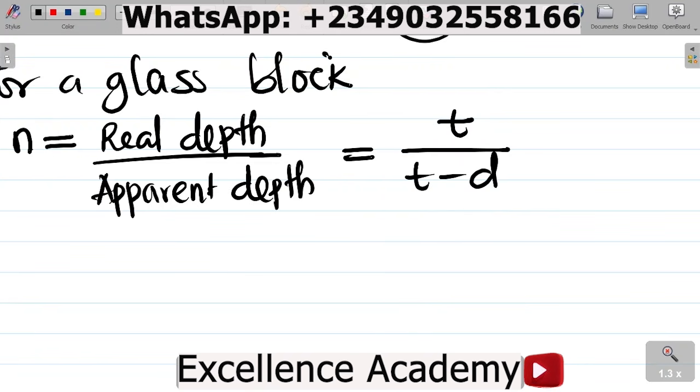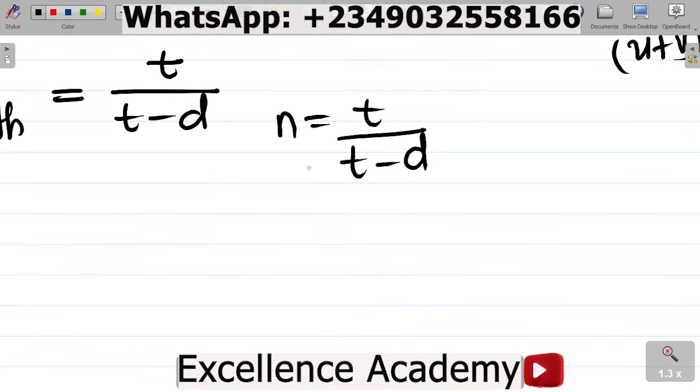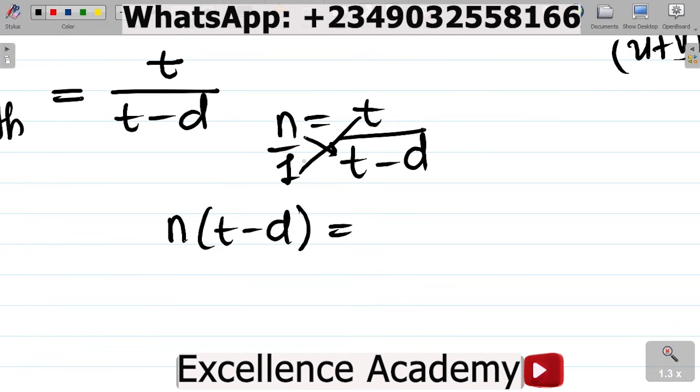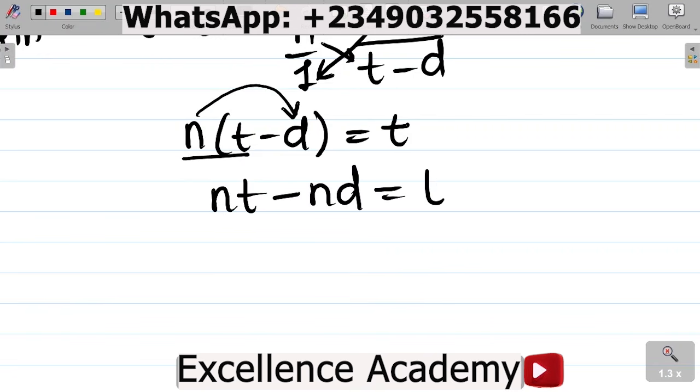Now, if you work on this, we have that n is equal to T all over T minus D. Let's make D subject of the formula. This is all over 1. So you have n times T minus D. That becomes n into T minus D is equal to T times 1. That's T. Let's expand this bracket. n times T gives you nT minus n times D gives you nD is equal to T.